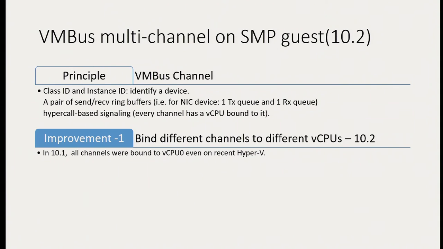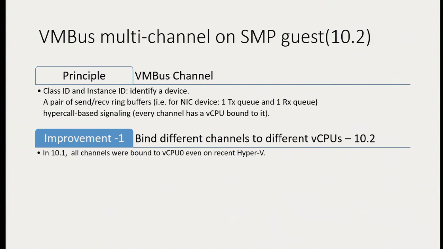The issue with the older VMbus driver in FreeBSD 10.1 is that even if the guest is SMP, for example has many virtual CPUs, all the channels are bound to the first CPU, that's virtual CPU zero. This is an artificial limit in early versions of the Windows host. For example, Windows 7 only supports binding the channel to vCPU zero. But in recent Windows hosts like Windows 8 and later, we can spread the channels' bound CPU to different virtual CPUs.